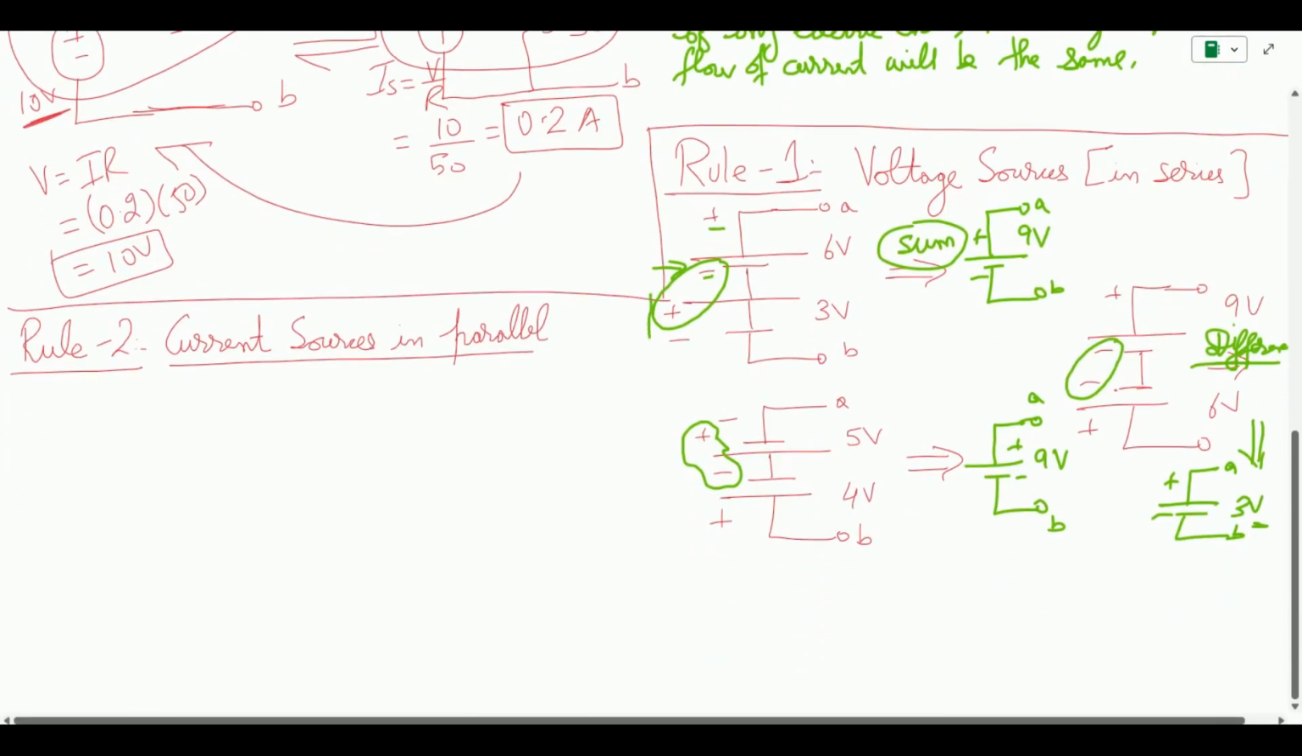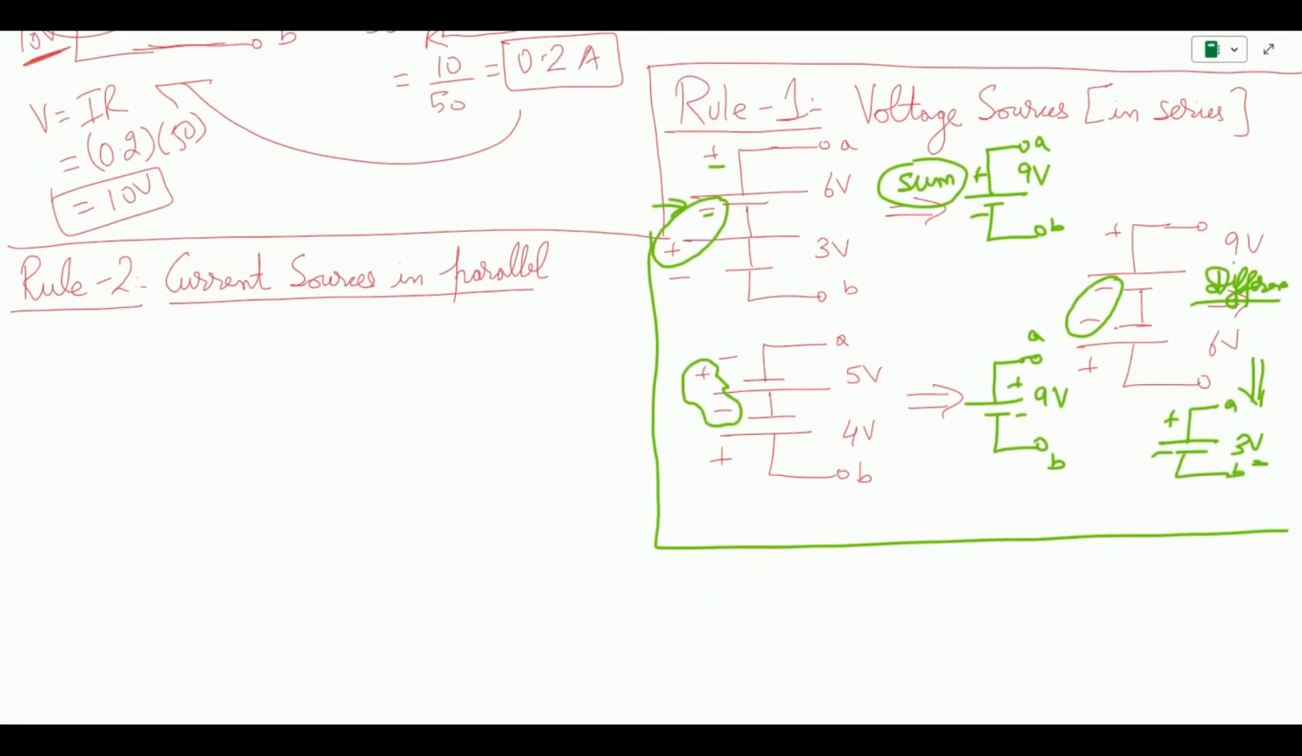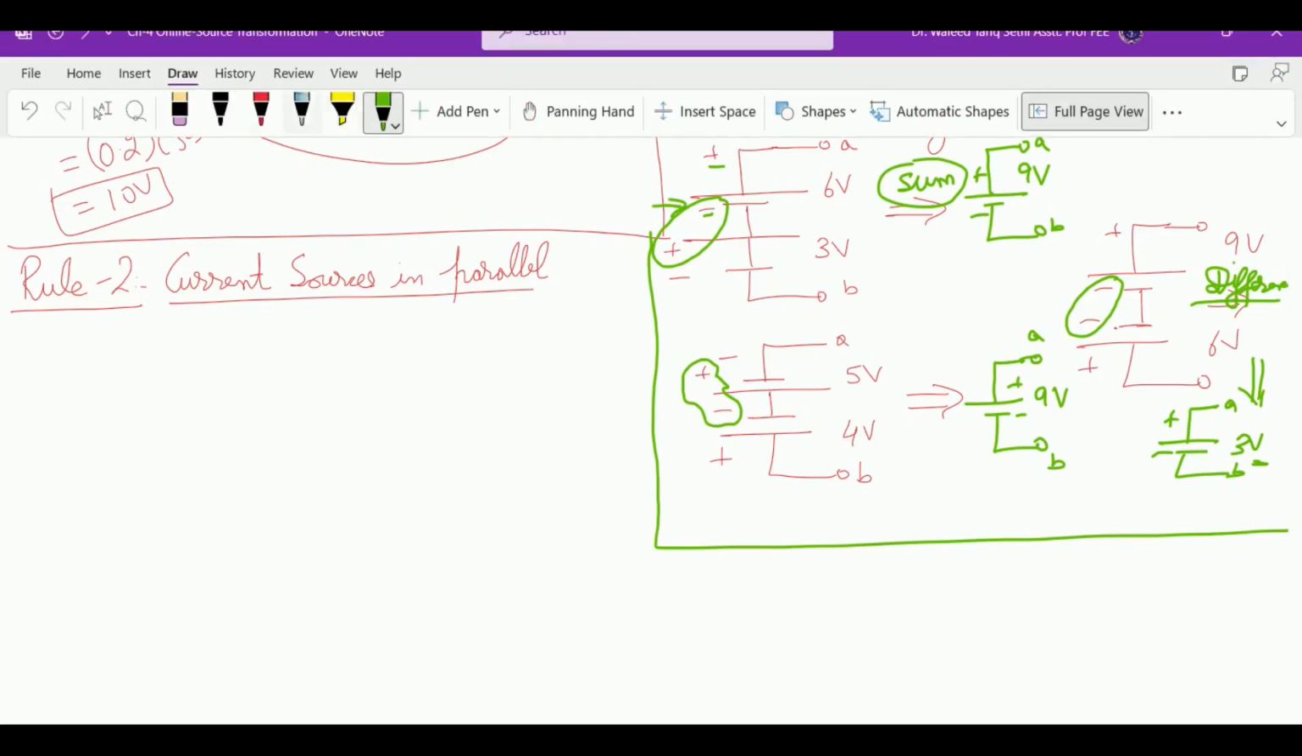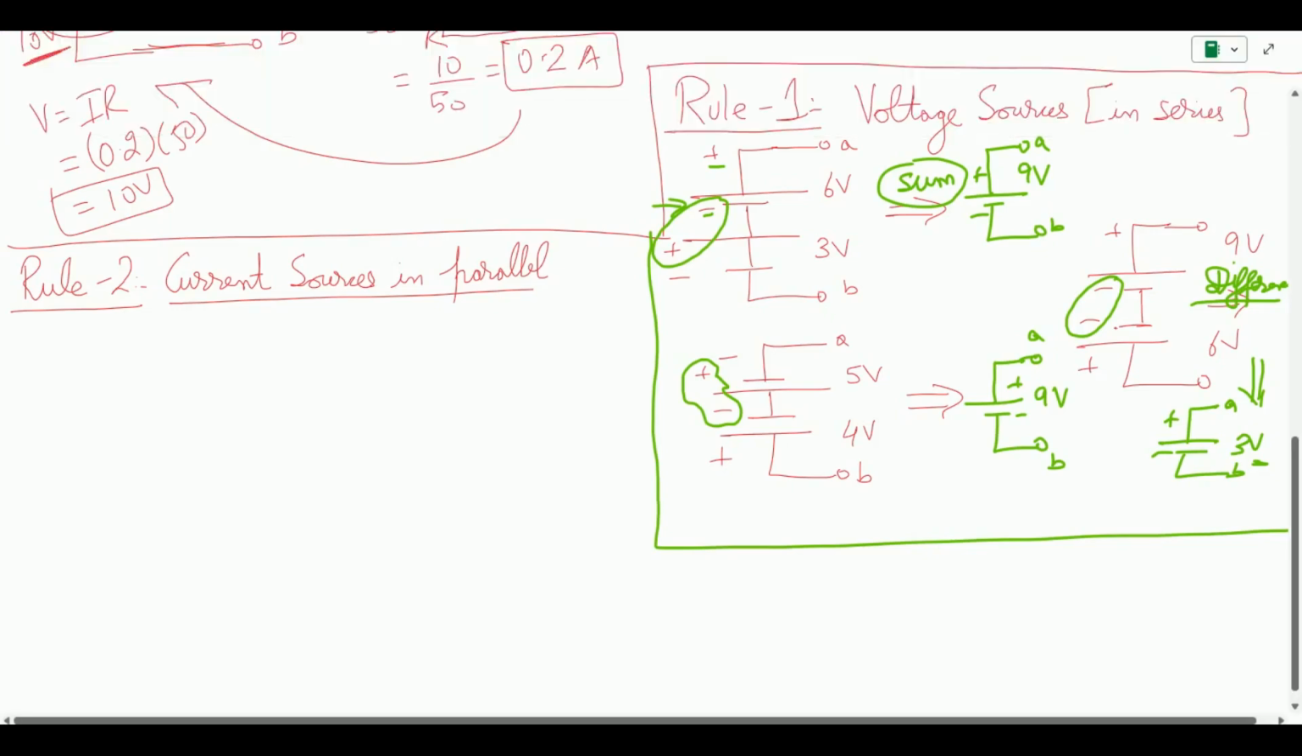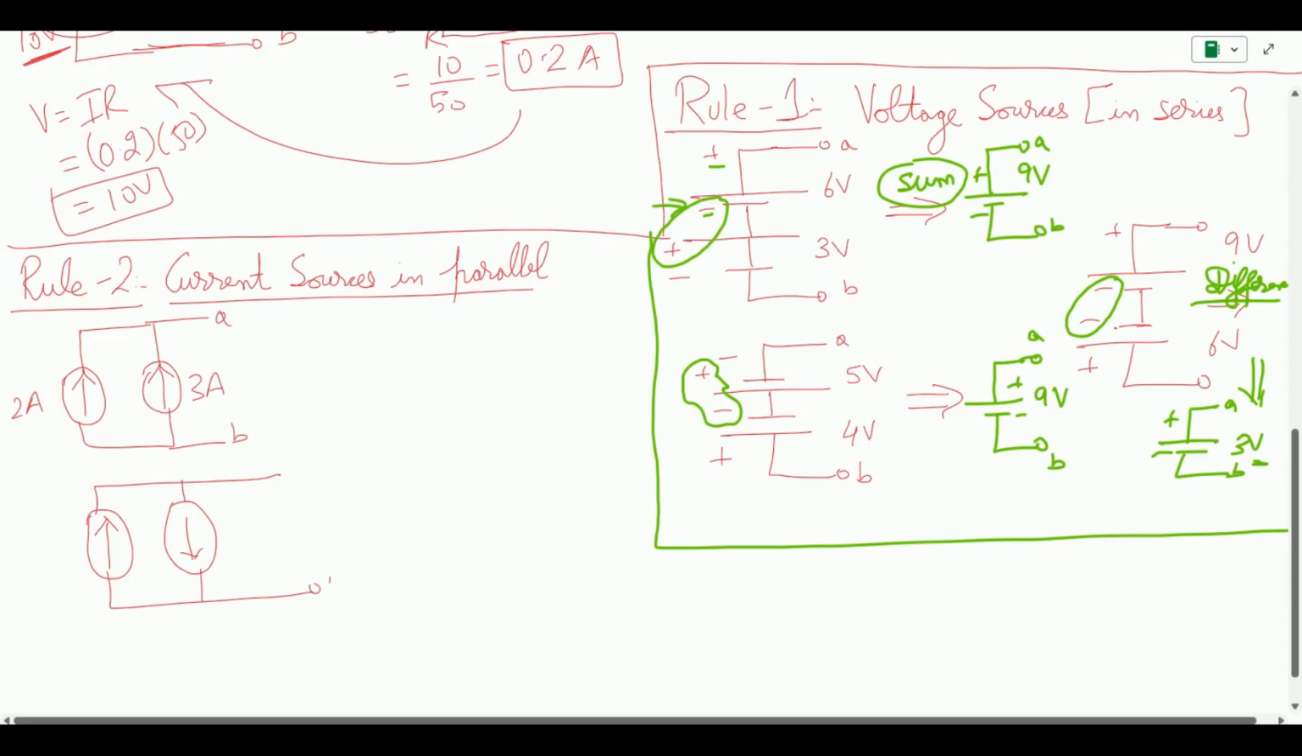Now let's talk about the current sources. We learned about the voltage sources rule. Now what about the current sources? For the current sources, let us say we have this kind of possibility: a current source in the upward direction followed by another current source in the upward direction, and they both are connected to terminals A and B. Let me call this 2 amps and this 3 amps. Again, let us take another scenario where the sources are in opposite directions, and again terminals A and B. So what is going to be the output of these two scenarios?